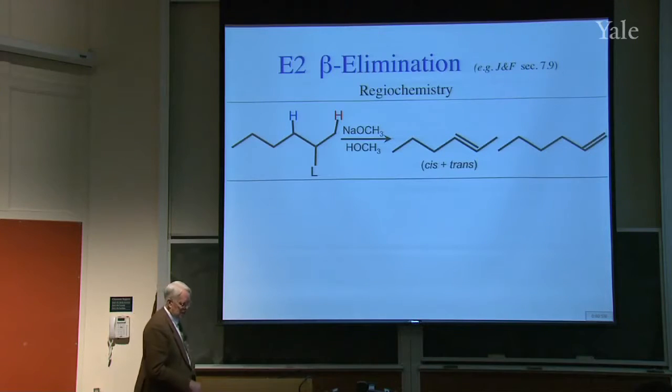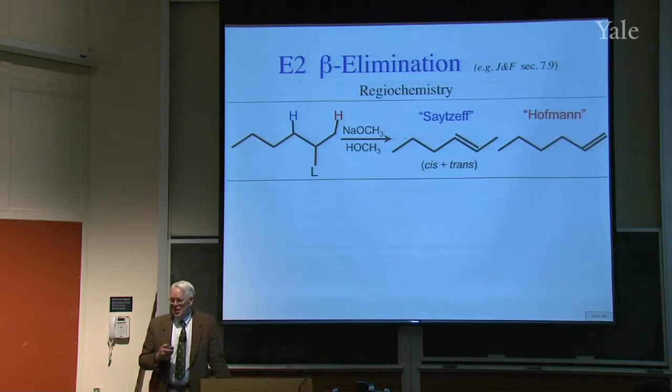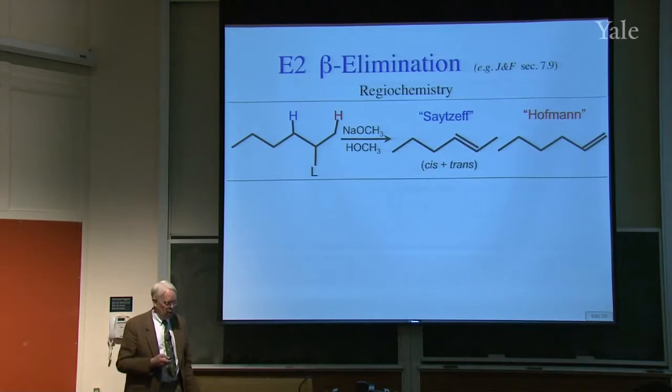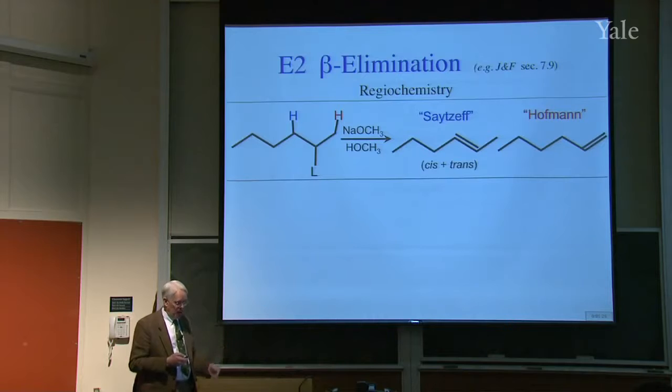So there was the Zaitsev rule, which said you should take off the blue hydrogen. And there was the Hoffman rule that you should take off the red hydrogen, okay? And some cases did one, and some cases did the other. And it was your business, if you were a synthetic chemist, to know which ones did which. So you would know what kind of leaving group to choose or what kind of base to choose to get the particular product you were desirous of.